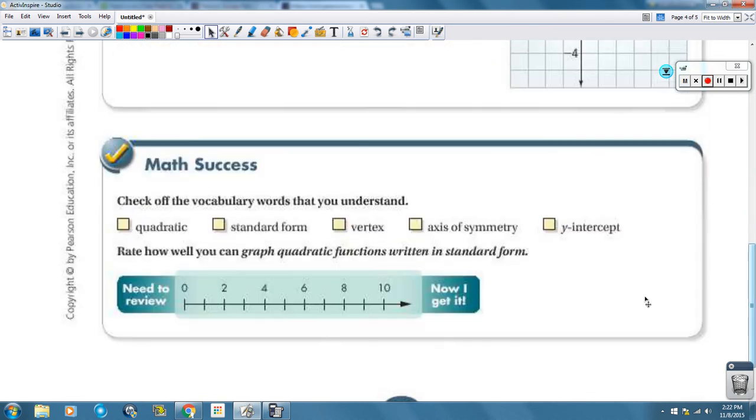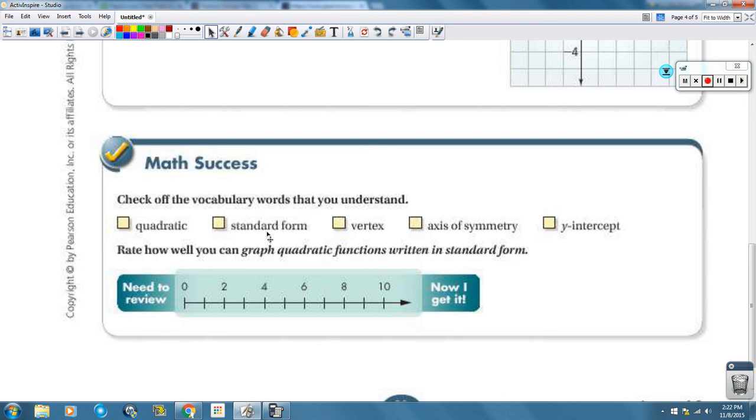Okay, so these are the words you need to understand: quadratic, standard form, vertex, axis of symmetry, and y-intercept. And then if you understand all those words, mark yourself where you got it. And we will see you on the next one.